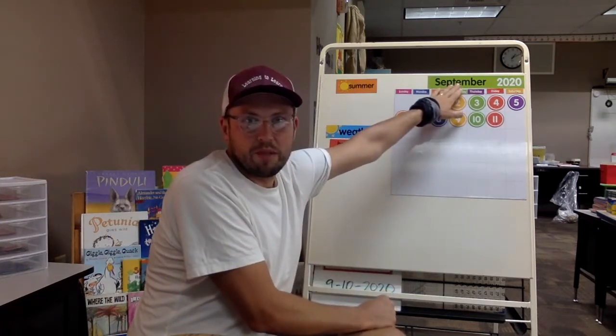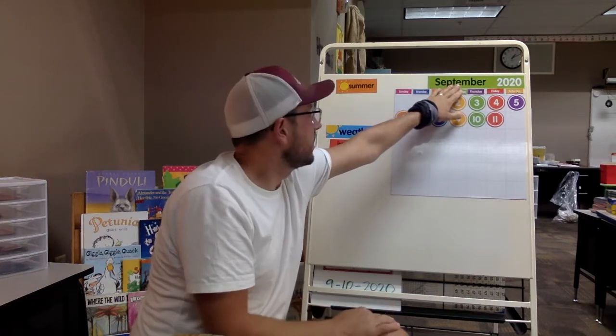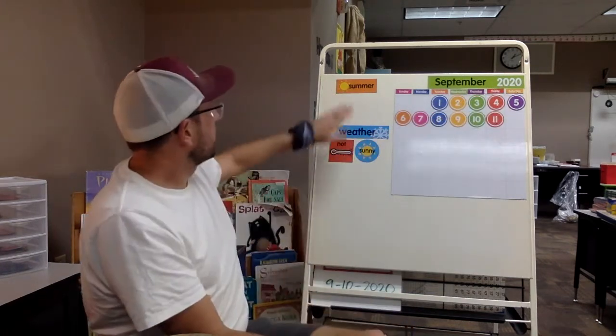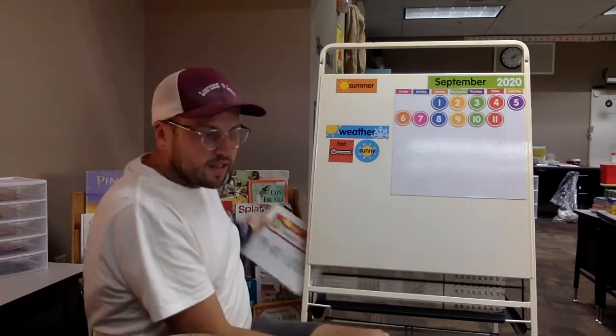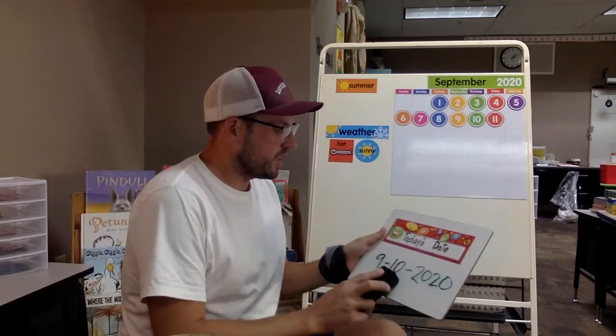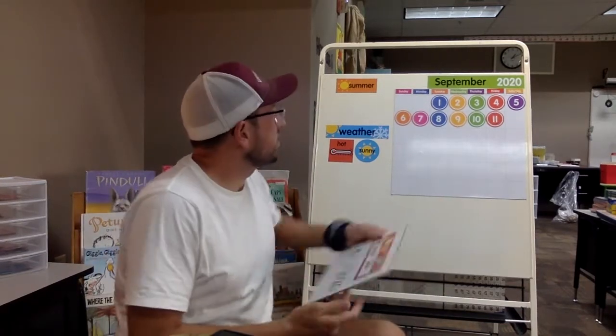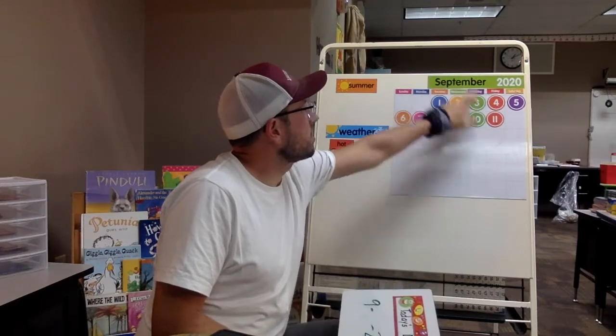We are in the month of September, like I just said. It is the year 2020. We're in the season of summer. Okay? And so the way that we say our date is Friday, September 11th, 2020.